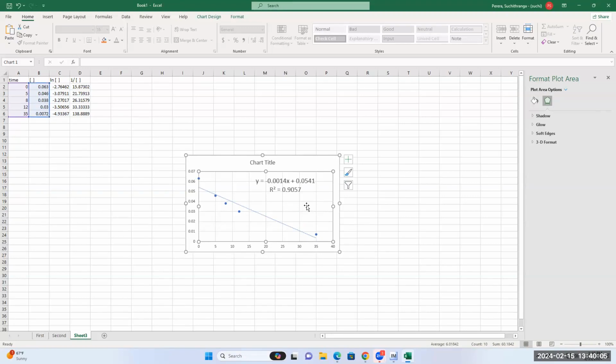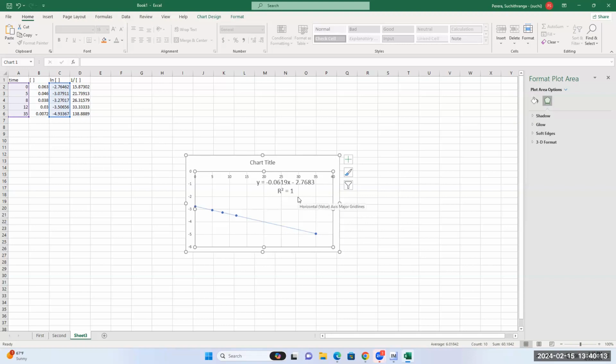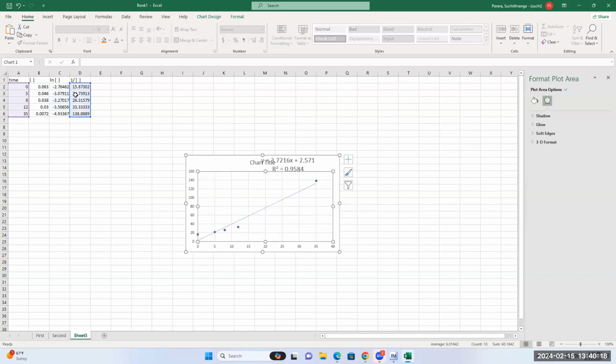So zeroth order cannot be your answer because R squared is pretty low. And for natural log of concentration versus time, R squared is equal to 1. That is the best we can get. And then when it comes to 1 over concentration versus time, the R squared was 0.9584. So it's not as close to 1. Therefore, I'm going to go with this, okay?